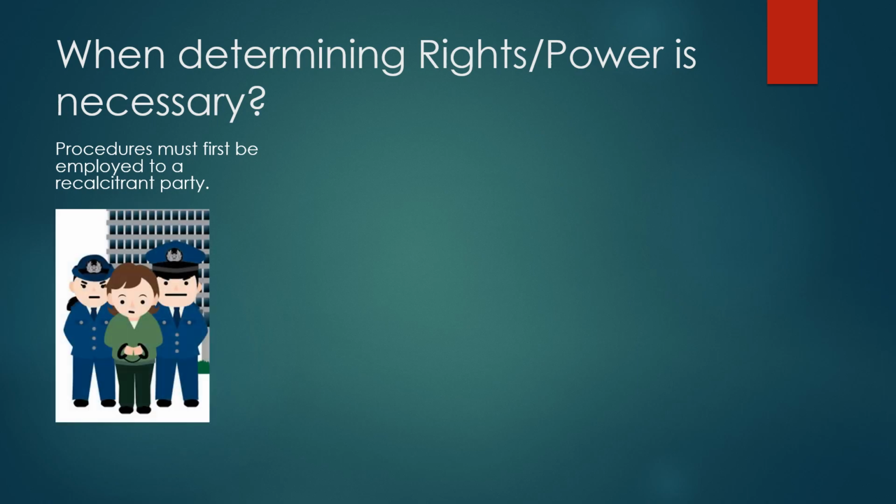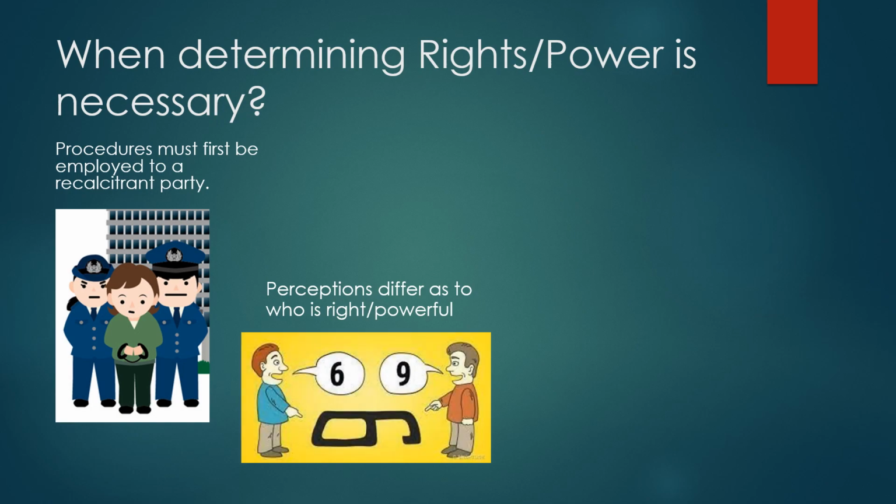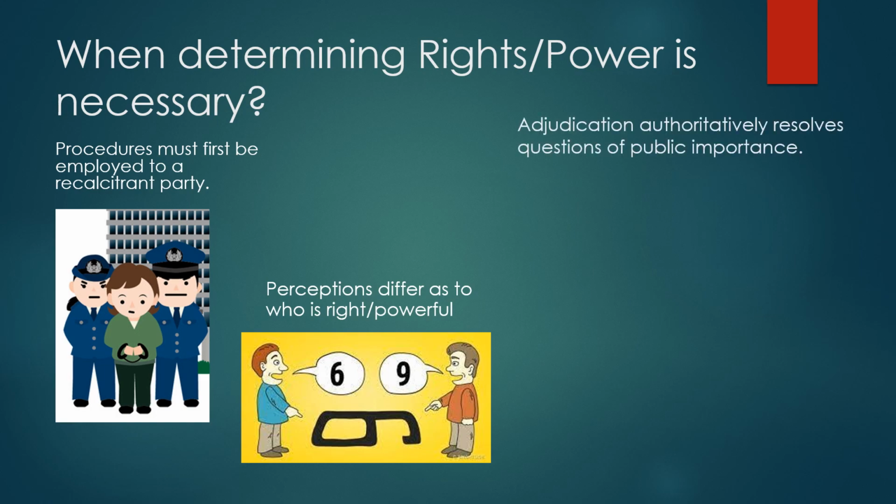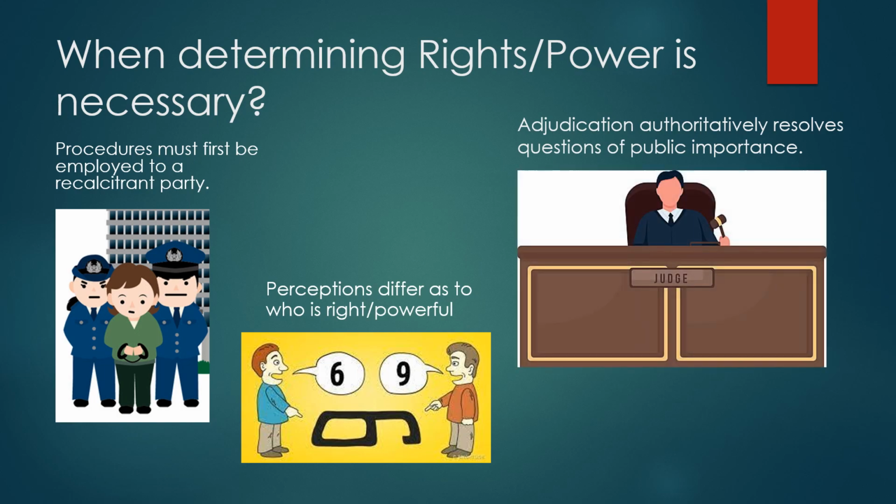Sometimes, parties cannot reach agreement on the basis of interest because their perceptions of who is right or who is more powerful are so different that they cannot establish a range in which to negotiate. In this case, rights procedure in arbitration may clarify the parties' rights to allow them to negotiate a resolution. Also, adjudication authoritatively resolves questions of public importance. Thus, in a societal perspective, rights-based approach is more preferable.